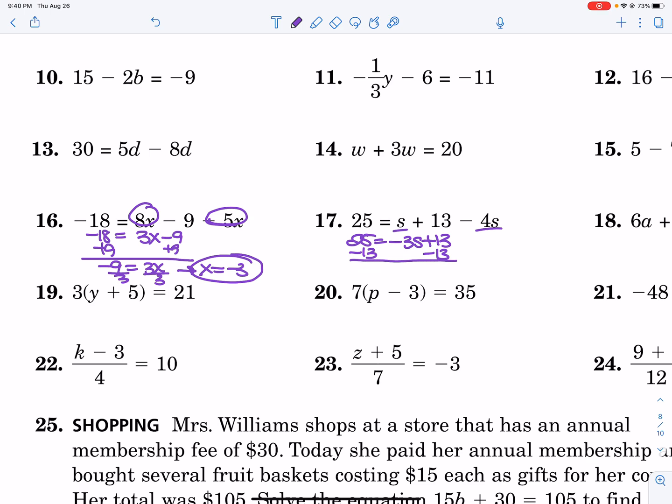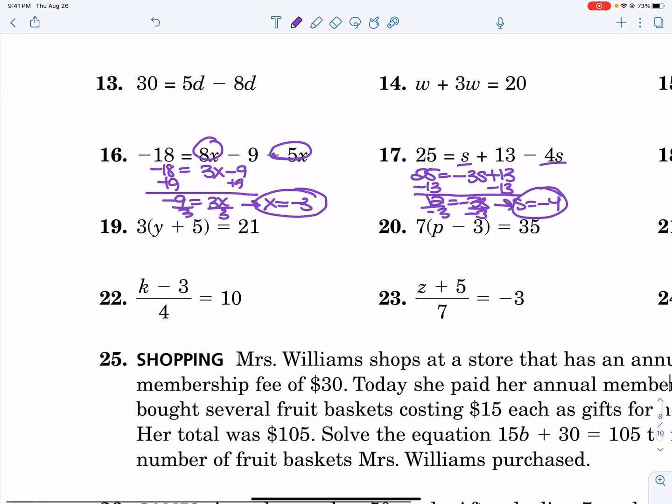Nope, not 20. 12 is equal to negative 3s. Divide by negative 3. And I get s is equal to negative 4. Okay. 19, I'm going to go ahead and distribute. So I get 3y plus 15 is equal to 21. Subtract 15 from both sides. So I get 3y is equal to 6. Divide both sides by 3. And I get that y is equal to 2.